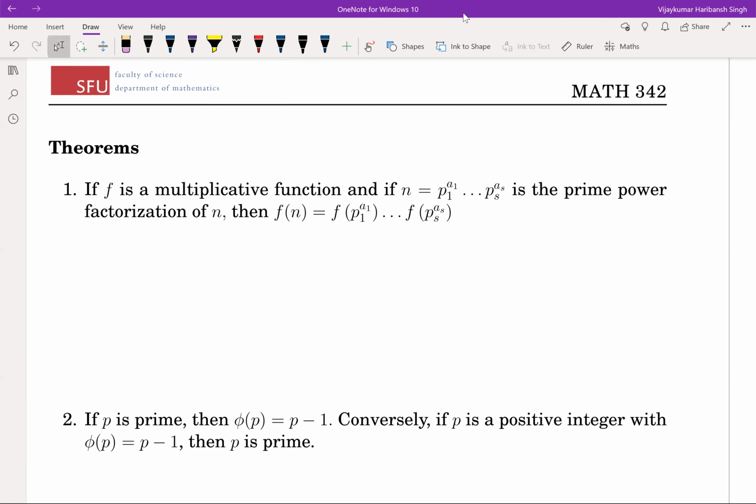Recall, from the fundamental theorem of arithmetic, that if you're given a natural number, you can write it as p1 to the power a1, p2 to the power a2, dot dot dot, ps to the power as, where these ai's are greater than or equal to 1. This is the prime factorization of n, and if f is multiplicative, it distributes over it in the following way. So let's see the proof of this. We will prove it using induction.